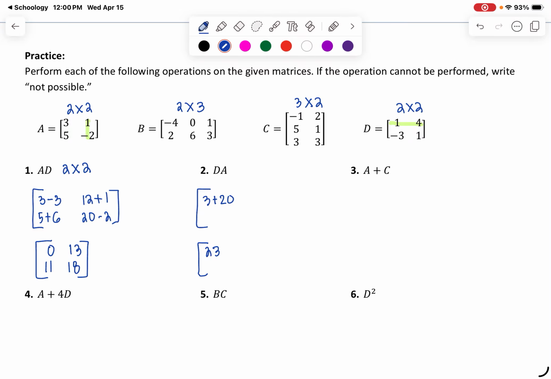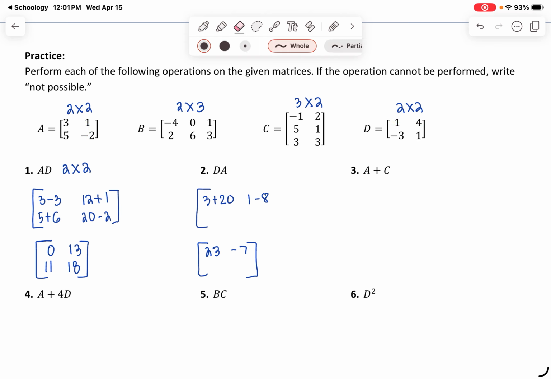4 times 1 is 4, plus 1 times -2 is -2, so I get 2. Wait a minute. Row 1 times column 2, that's 4. No, I already messed up, see? Got to pay attention here. All right, 1 times 1, which is 1, plus 4 times -2, which is -8, which is -7. Got to watch out for your mental math here.